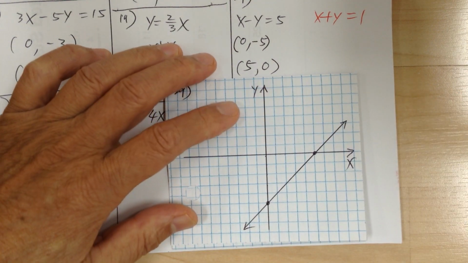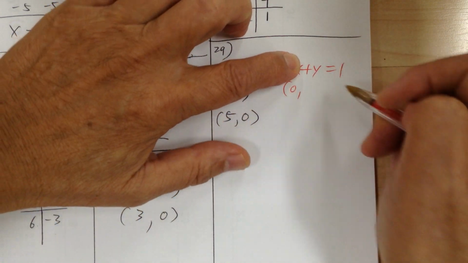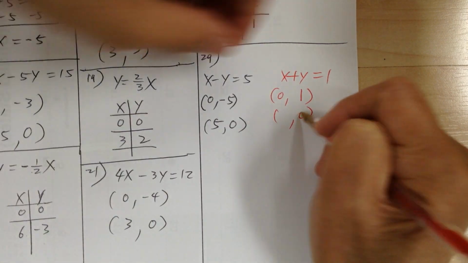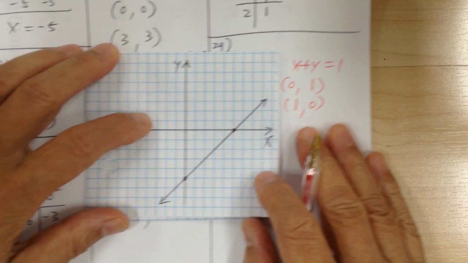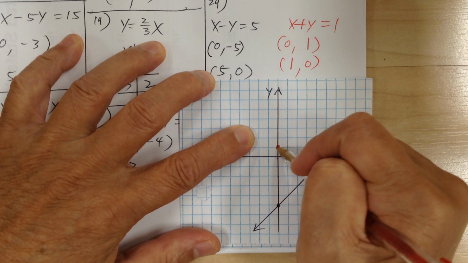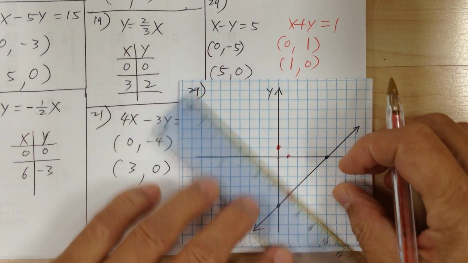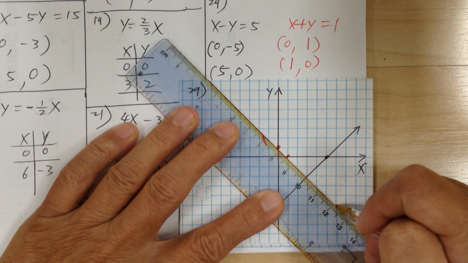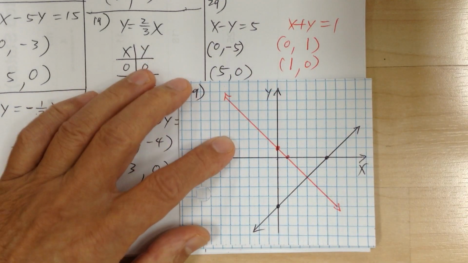Then I'm going to graph the red one. So if x equals 0, then y will equal 1. And if I let y equal 0, then x will equal 1. Okay, so let's graph this one. The first point is 0, 1, so it'll be 0, 1 right over here. The next point is 1, 0 right over here. So that's going to connect the two dots. Okay, so that's the graph.